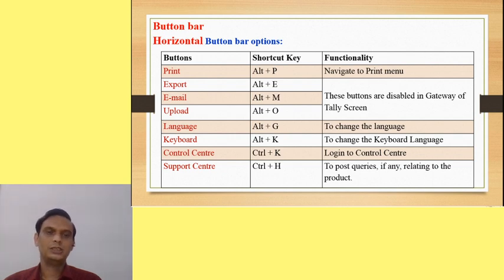These buttons are disabled in the Gateway of Tally screen. Next one, language, Alt plus G. To change the language means the Gateway of Tally, ledgers or masters are displayed in another language, not in English. Keyboard, shortcut key Alt plus K, is used to change the keyboard language, such as from English to Marathi, English to Gujarati, or English to Kannada.